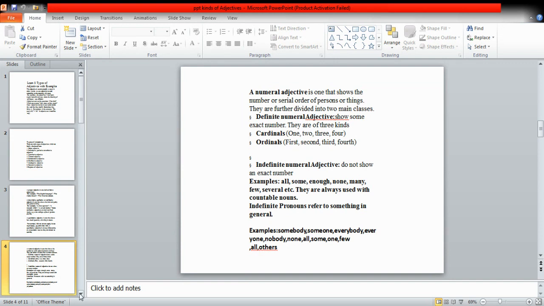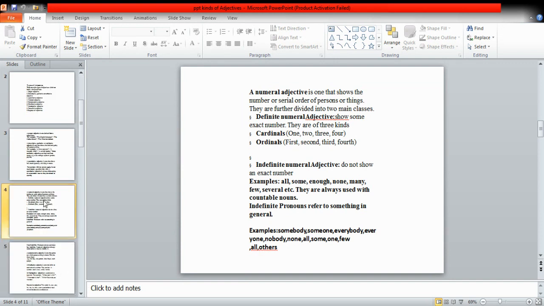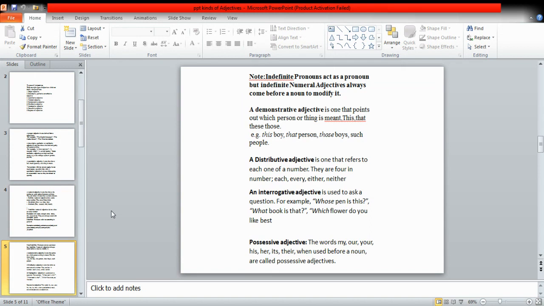Indefinite pronouns act as a pronoun, but indefinite numeral adjective always comes before a noun to modify it. This is the main difference between indefinite pronouns and indefinite numeral adjectives. Otherwise, the words or the examples of both indefinite pronouns and indefinite numeral adjectives are the same.